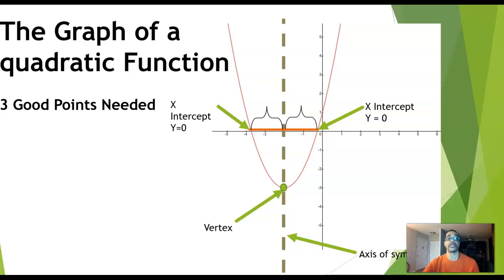This will help us a little bit later when we have to graph, if we have to find other points other than the intercepts to graph it. The axis of symmetry goes right down the middle, and we can use that to help us find other values on the graph.